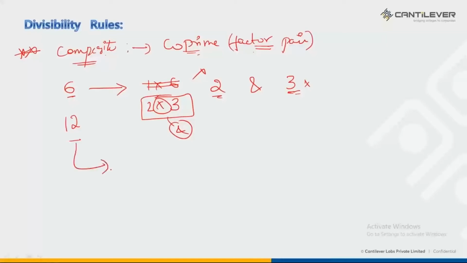Similarly, let's say 12. I can write this one as 1 into 12, 2 into 6, 3 into 4. I can't choose 1 and 12, or 2 and 6, because direct verification and taking this one as a formula, both of them are one and the same.